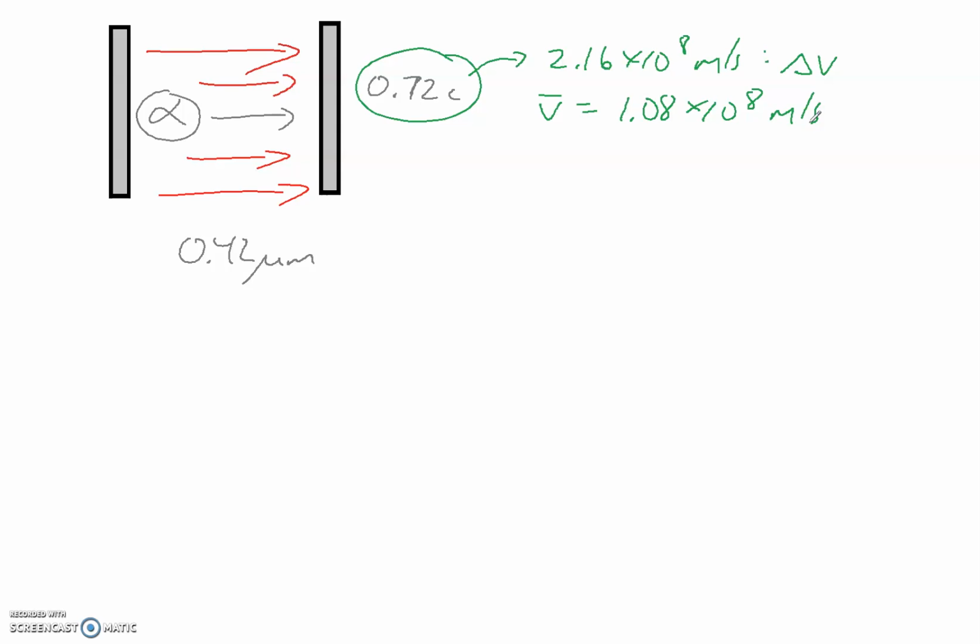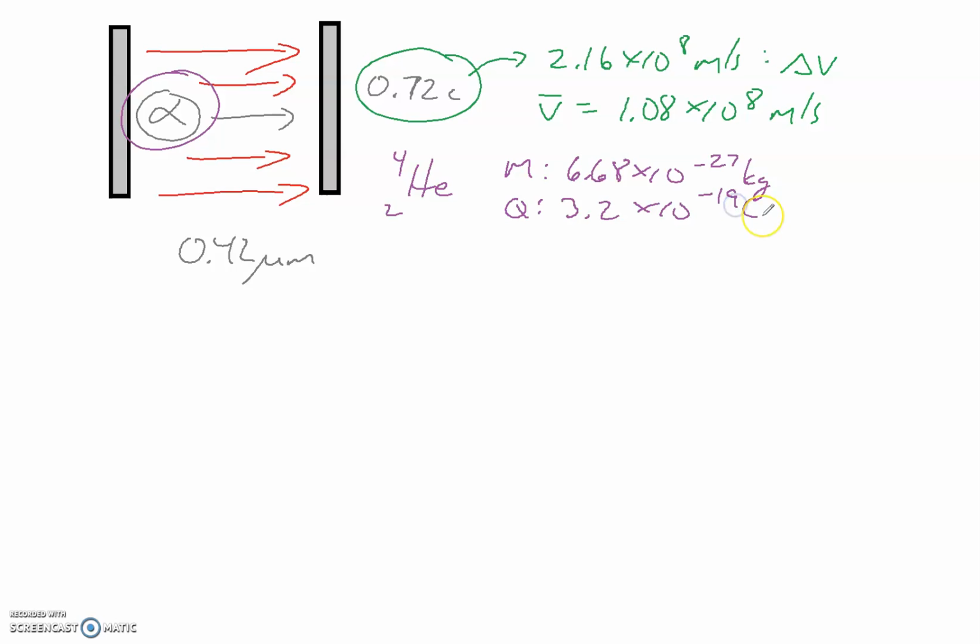The other thing, of course, is that it's an alpha particle. We've mentioned this before. An alpha particle is just a helium nucleus, so it's basically helium-4. I need the mass and the charge of a helium nucleus. We've done this type of thing before, and if we do the conversions, we've got an atomic mass of 4 times the atomic mass unit. We've got a mass of 6.68 times 10 to the negative 27 kilograms, and a charge of 3.2 times 10 to the negative 19 coulombs. So there is our helium nucleus.